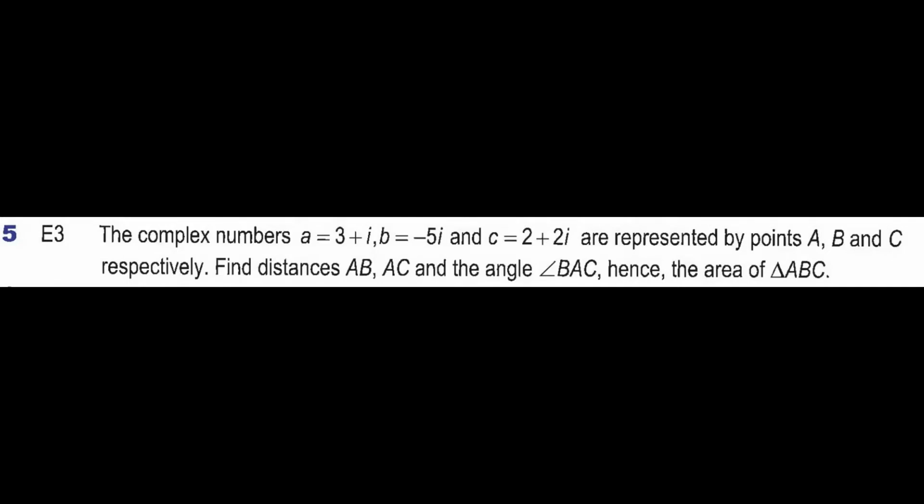We're told in this question that the complex numbers a equals 3 plus i, b equals negative 5i, and c is equal to 2 plus 2i are represented by points A, B, and C respectively. Find distances AB, AC, and the angle BAC, and hence the area of triangle ABC. The student who sent this through indicated that they were okay with finding distances AB and AC, but they were struggling a little bit with finding the angle BAC.